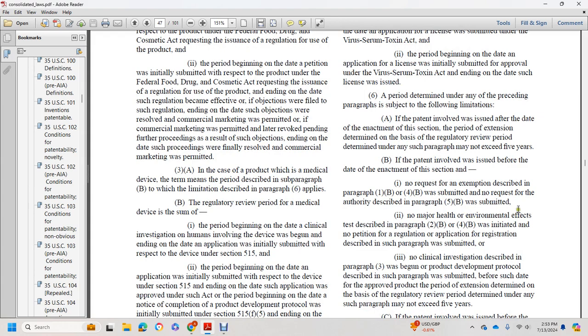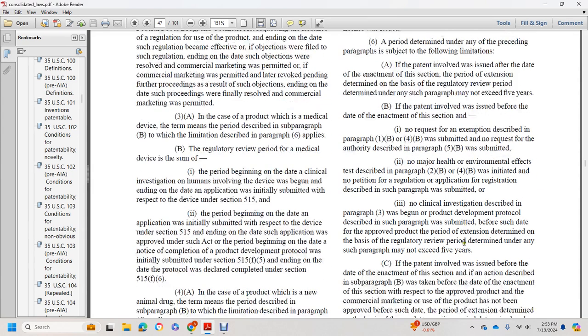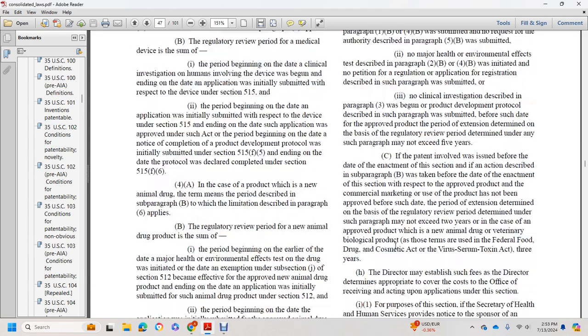2, no major health or environmental effect test described in paragraph 2B and 4 or 4B was initiated, and no petition, regulation, or application for the registration described in such paragraph was submitted. 3, no clinical investigation described in paragraph 3 had begun, and no product development protocol described in the paragraph was submitted before the date of the approval of the product, with the period extension determined on the basis of the regulatory review period determined under any such paragraph not exceeding 5 years.